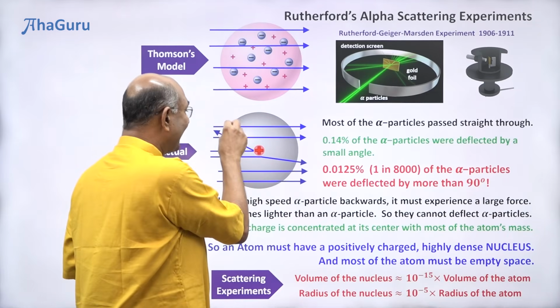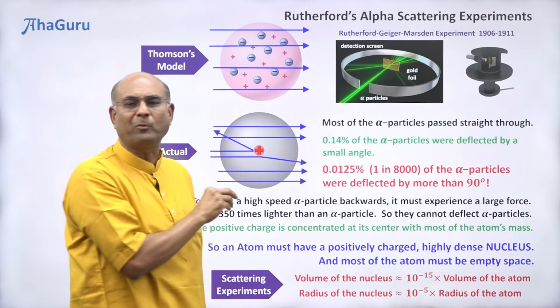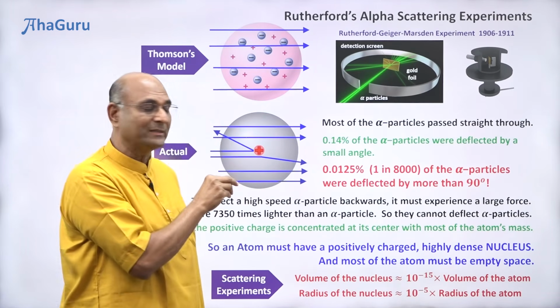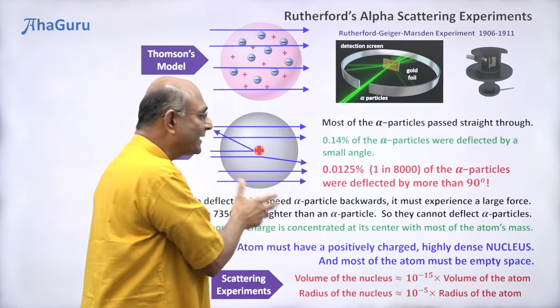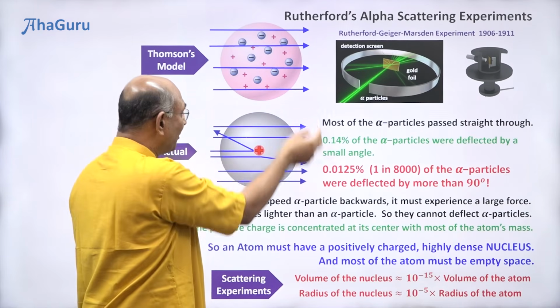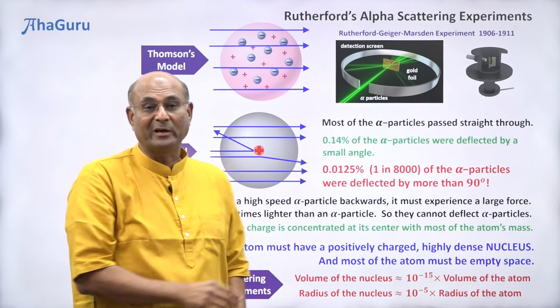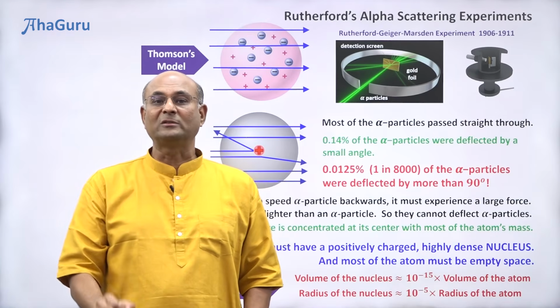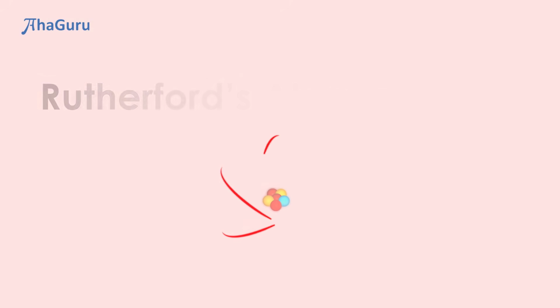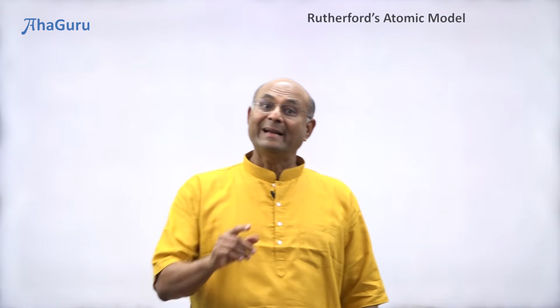So the atom is made up of a very highly dense, concentrated positive charge, which Rutherford called the nucleus. Most of the atom is empty space and the electrons are somewhere on the boundary. So this was a big departure from Thomson's model. Let us now look at Rutherford's model of the atom.